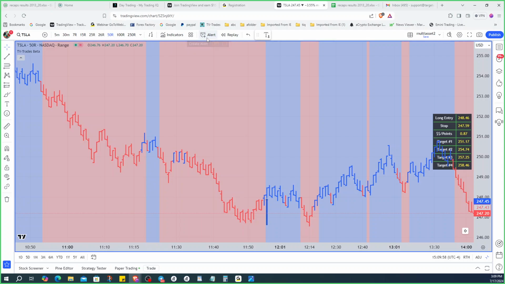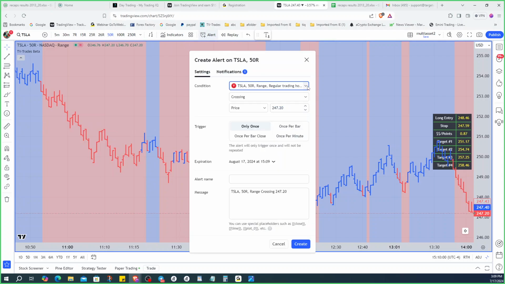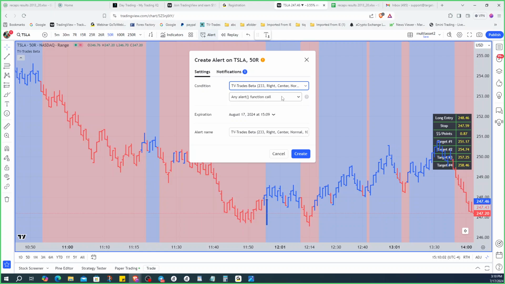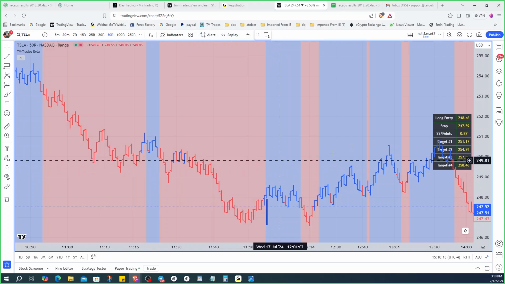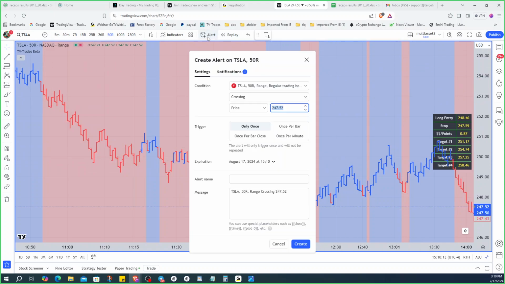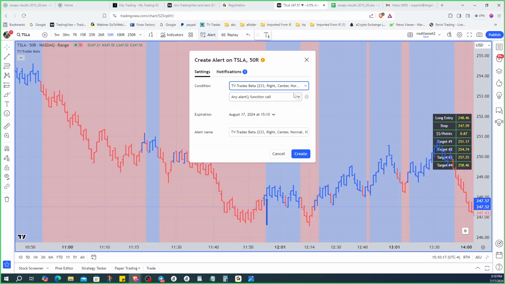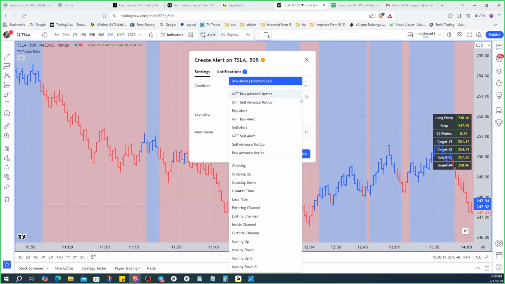Now when you do the alerts, let me just show you. If you want to put an alert on, you have to do it like this. You grab the TV Trades Beta, come in here, whatever you want to put an alert on, choose it. If you want to do the mid-trend trade, I've got to show you this too. If you're going to put an alert on like this, I was just going to do exactly the wrong thing. Now I don't have the mid-trend trades on, and I don't have any shorts on.